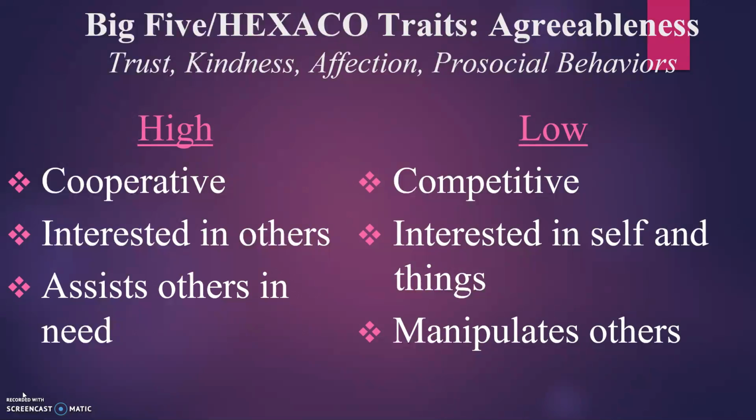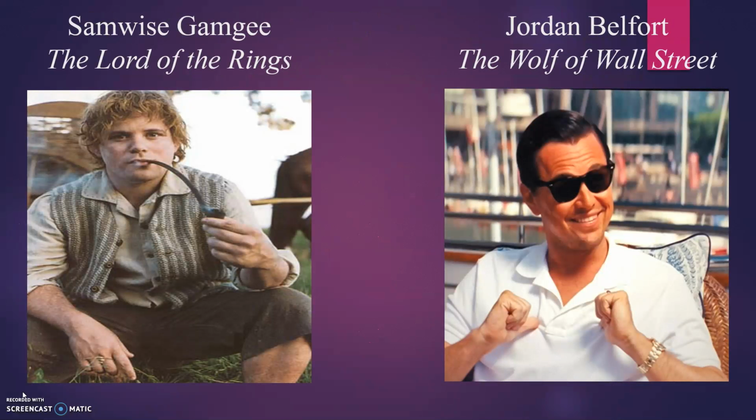Hexaco and Big Five trait, agreeableness. So agreeableness, as you can see, trust, kindness, affection, prosocial behaviors. Prosocial behaviors just meaning that you are acting on behalf of the tribe or the whole or the community. And then the characters for this trait are Samwise Gamgee on the high end and Jordan Belfort on the low end.